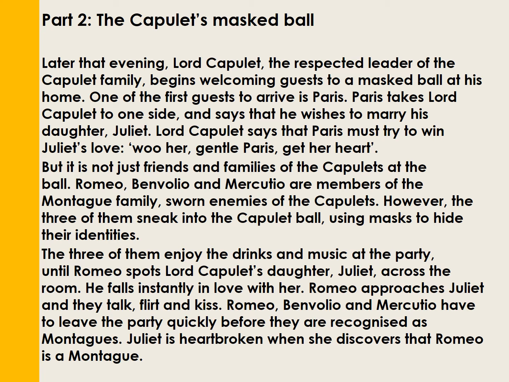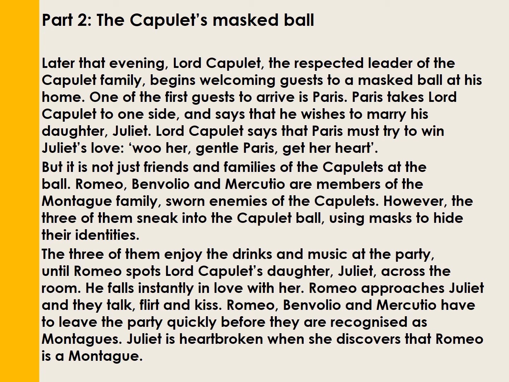The three of them enjoy the drinks and music at the party until Romeo spots Lord Capulet's daughter, Juliet, across the room. He falls instantly in love with her. Romeo approaches Juliet, and they talk, and they flirt, and they kiss. That happens fast. Romeo, Benvolio, and Mercutio have to leave the party quickly before they're recognized as Montagues. Juliet is heartbroken when she discovers that Romeo is a Montague.